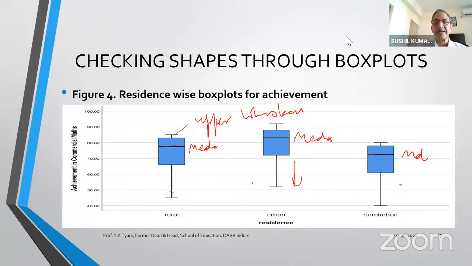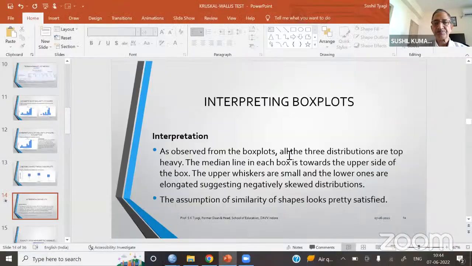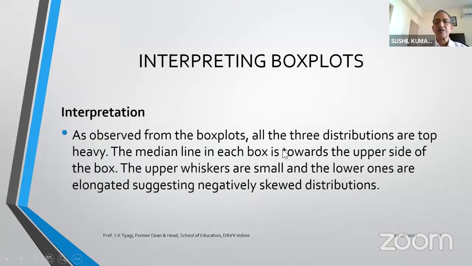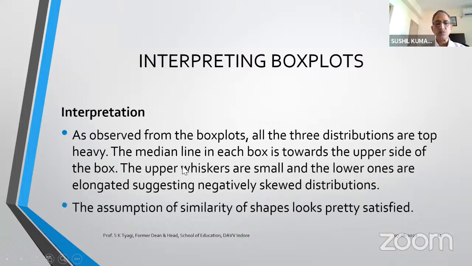Therefore, we can assume the first assumption. Someone is asking that I please repeat the interpretation. Interpreting the box plot: as observed from the box plots, all three distributions are top heavy. The median line in each box is towards the upper side of the box. The upper whiskers are small and the lower ones are elongated, suggesting negatively skewed distributions. The assumption of similarity of shapes looks pretty well satisfied. So the first assumption we have checked, and it is that the shapes are similar.